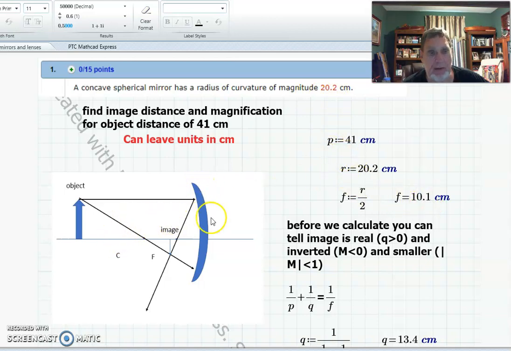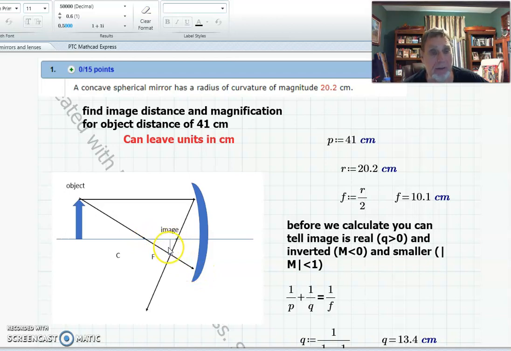So there's my mirror, there's my object. My center, 41's bigger, so pretty far out. There's my center, that'd be my radius, and half of that's my focal point. So two rays. Use your ruler, go straight in parallel to the center line, and reflect back through the focal point. Use your ruler, go through your center point, and where those two cross is your image.